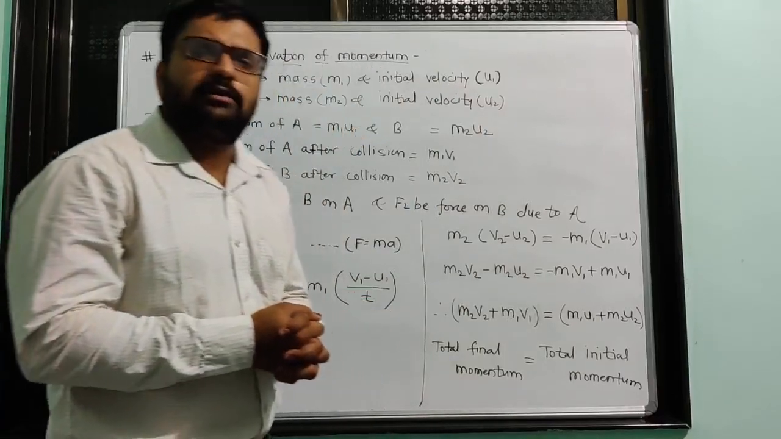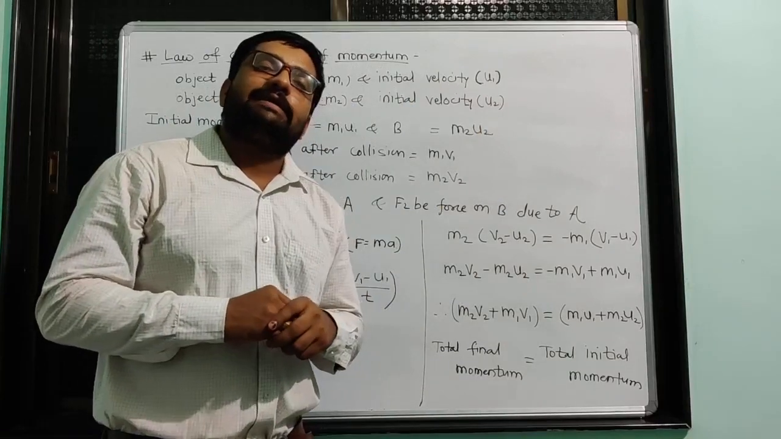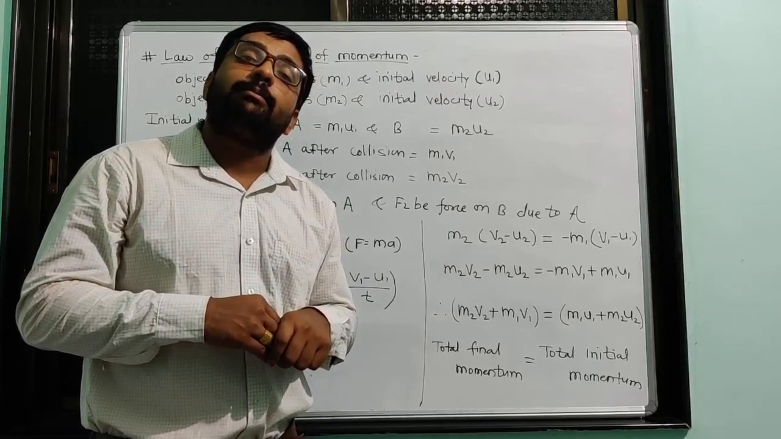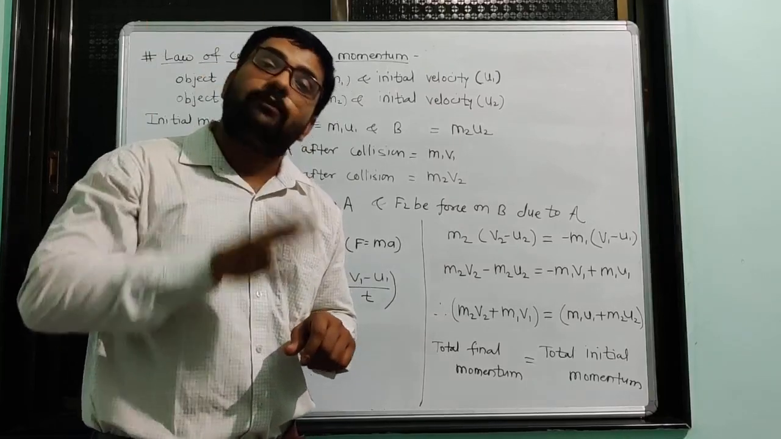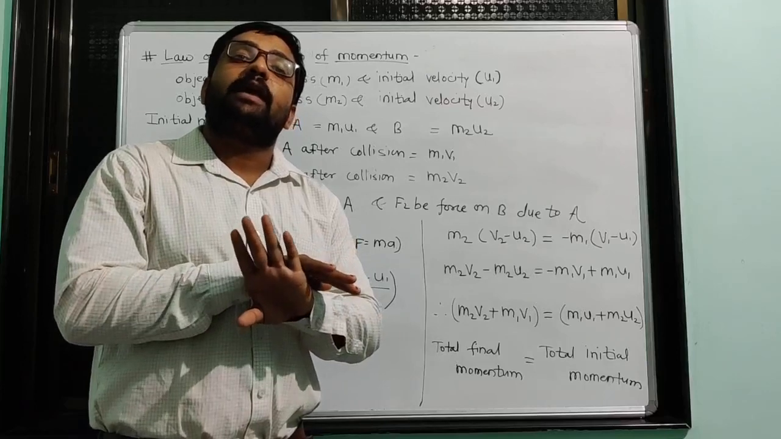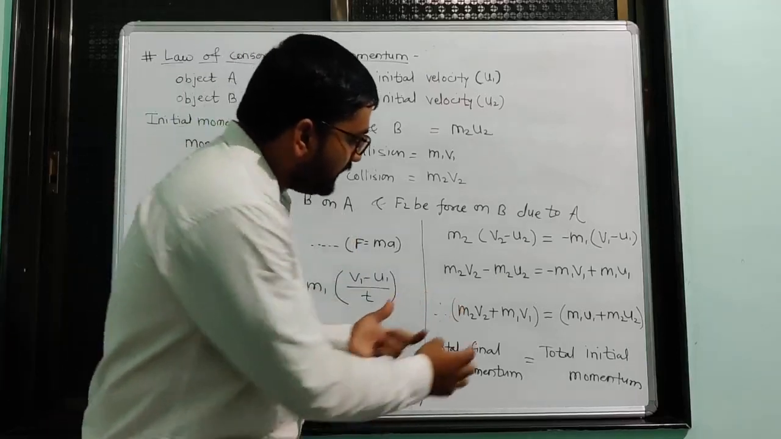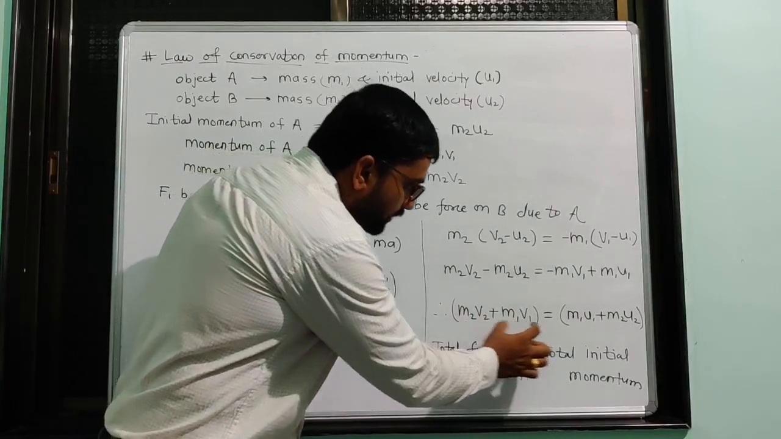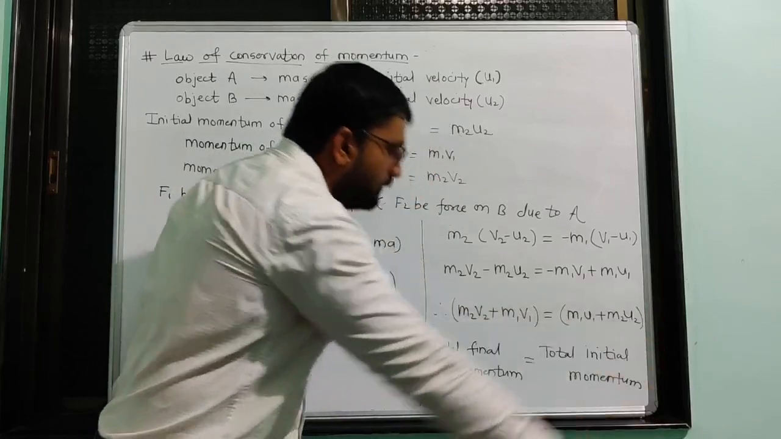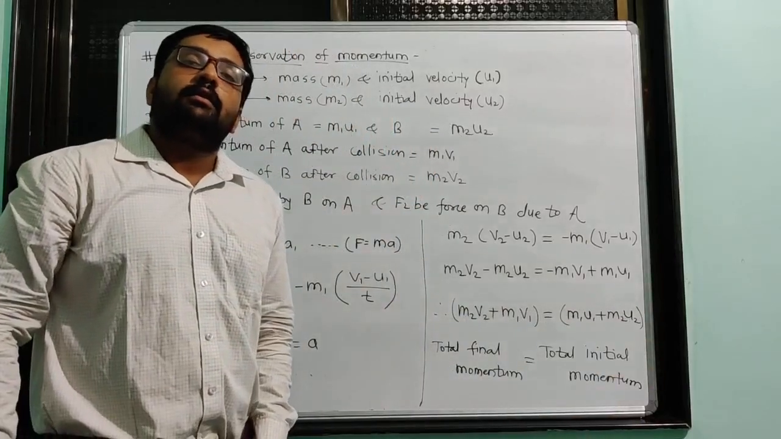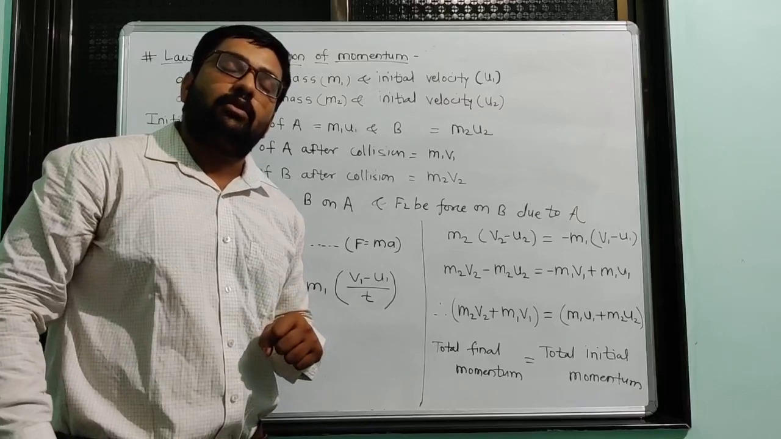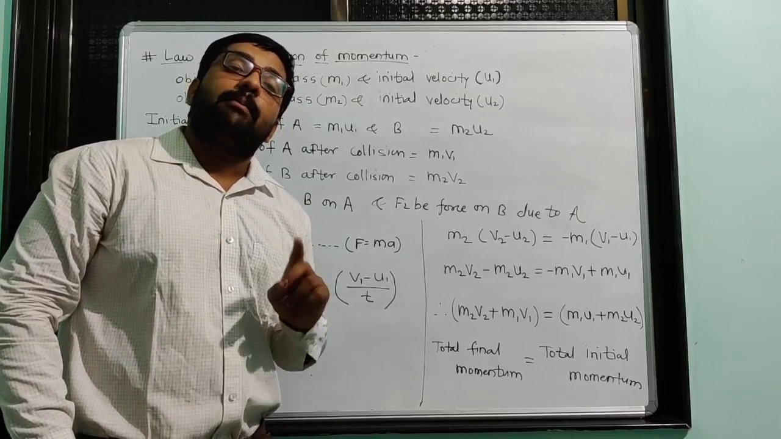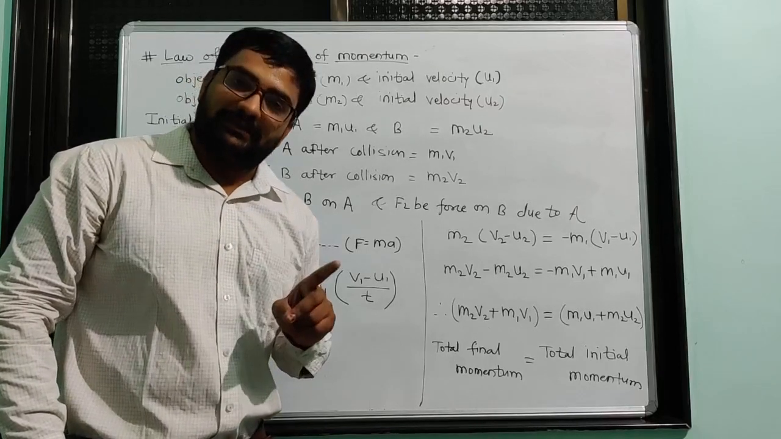So if you find out, after collision or interaction between two objects, there is always conservation of momentum, if no external force is applied on those two objects. Look here, this is the total final momentum. The magnitude of total final momentum will be equal to the magnitude of total initial momentum when interaction between two objects takes place, and if no external force is applied on both objects.